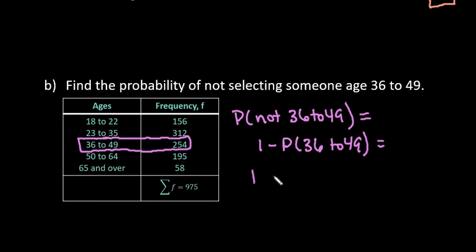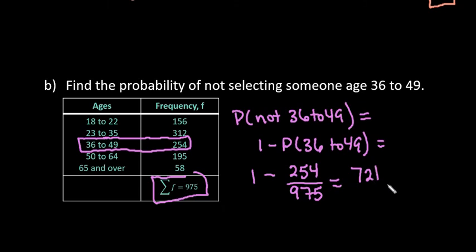And then we could just do 1 minus, remember the probability is just how likely that event is to happen. So there were 254 people divided by the total frequency. So this, remember, means sum. So to get this number here, all I did was add all of these up. This one already gave me the information added up, but if it was not given to you, then you would just add up all this information. So we would put 254 over 975. And again, you can write this as a fraction. So this one ends up being 721 over 975. Okay. And you can plug that into your calculator.